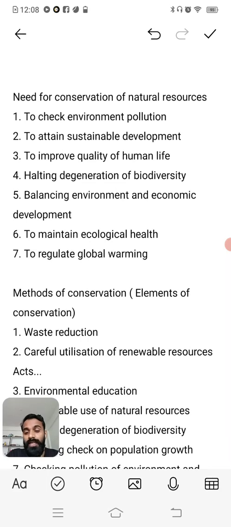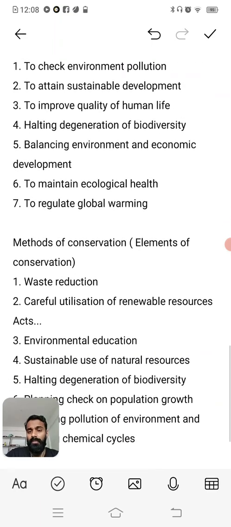To attain sustainable development, we should preserve the natural resources. For the development that should happen in the next generation also, we have to preserve the natural resources. Third is to improve the quality of human life. The quality of human life can be bettered only by conserving or preserving the natural resources. Fourth is halting degeneration of biodiversity. Fifth is balancing environment and economic development, which we also saw in the earlier part. Sixth is to maintain ecological health. The ecology should be healthy.